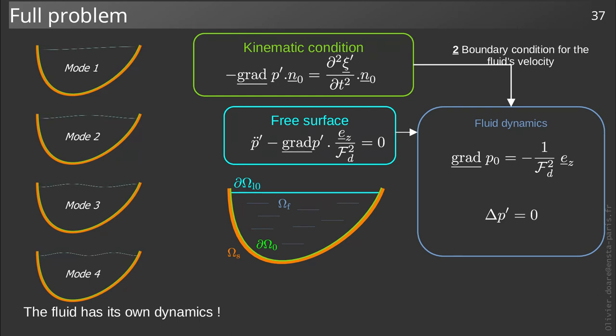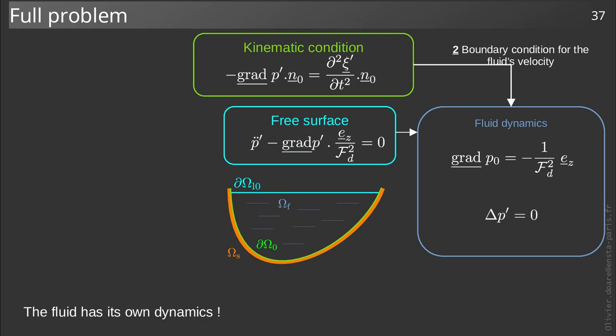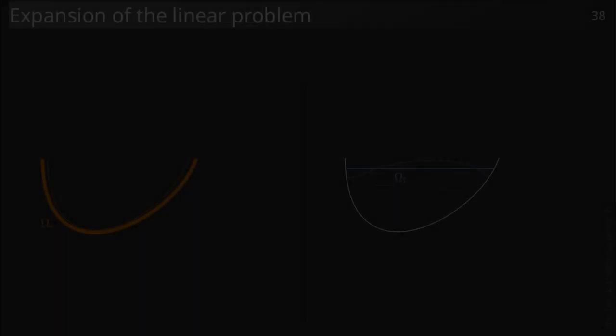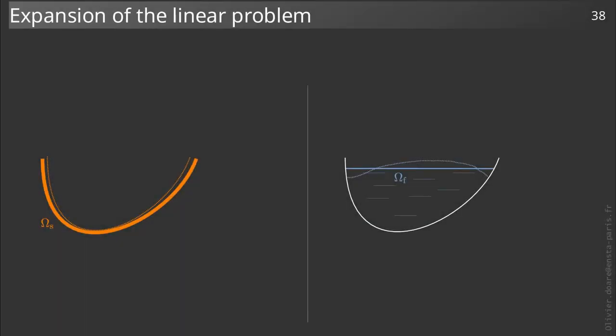Thus, the fluid now has its own dynamics because of the presence of the free surface. The resolution of the problem coupled with the dynamics of the structure is no longer as direct as in the previous video, where we highlighted the added mass. To develop a method to solve this problem, we can start with the simplified problem where we consider a single mode of structure coupled to a single mode of the free surface.